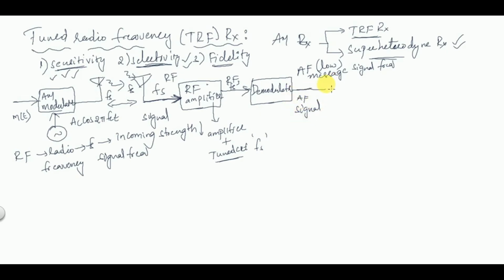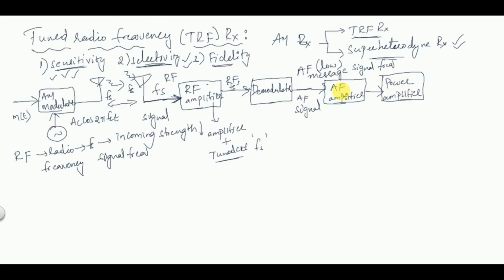Since it is a newly formed AF signal, it first has to be amplified. So it is passed through an AF amplifier and then passed through a power amplifier.